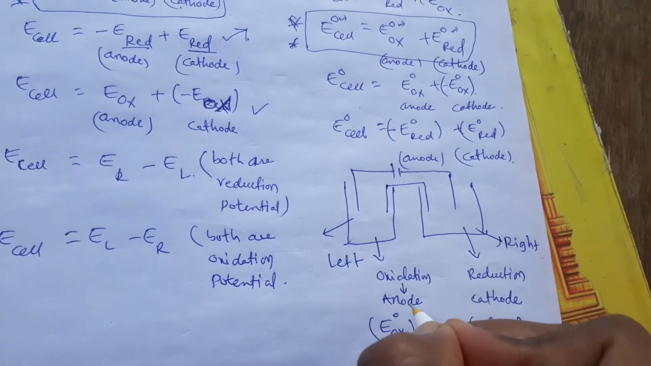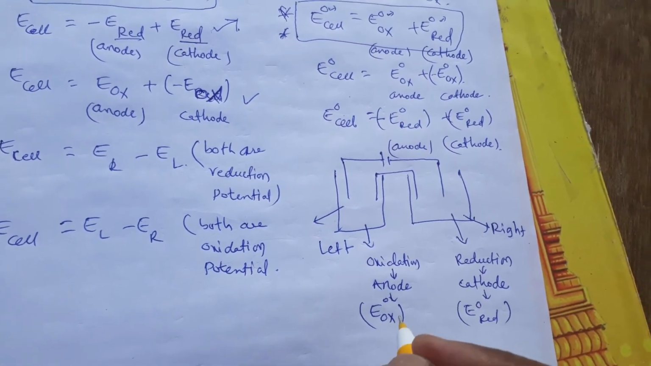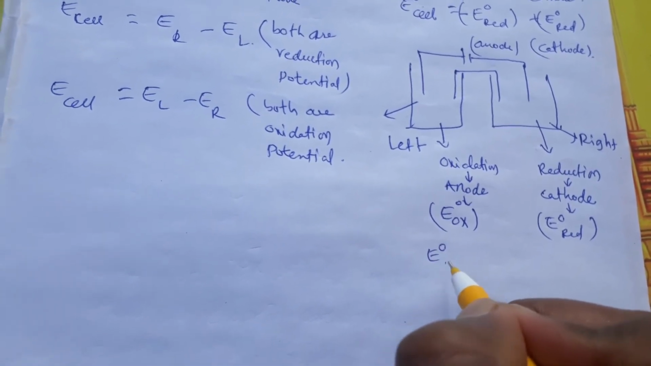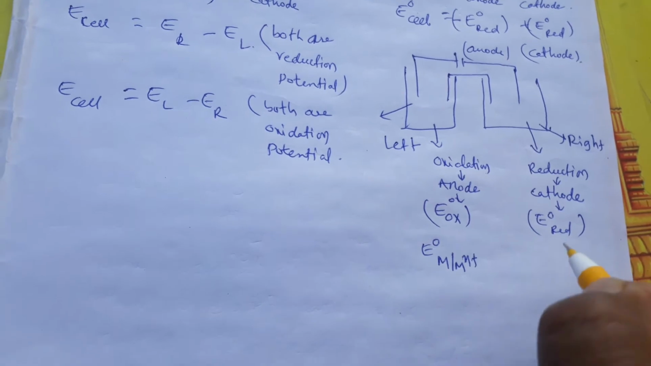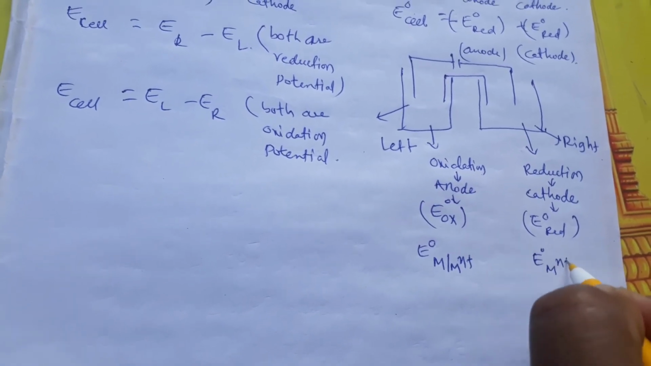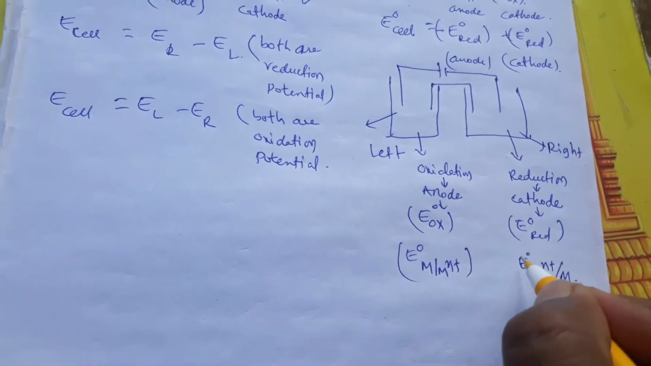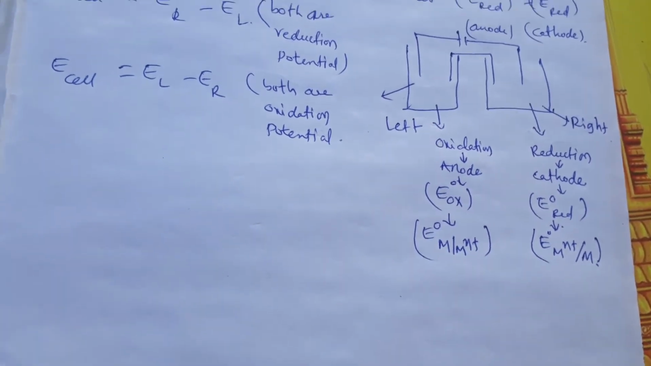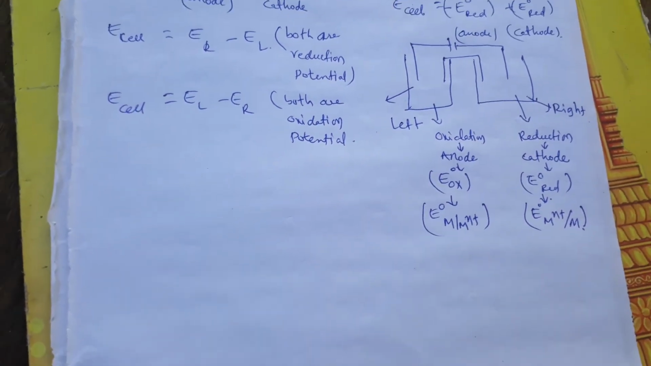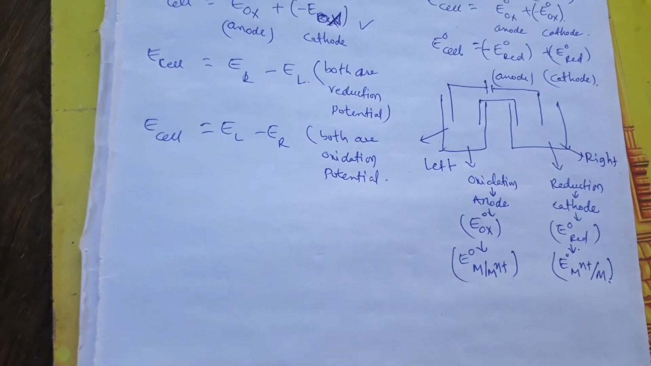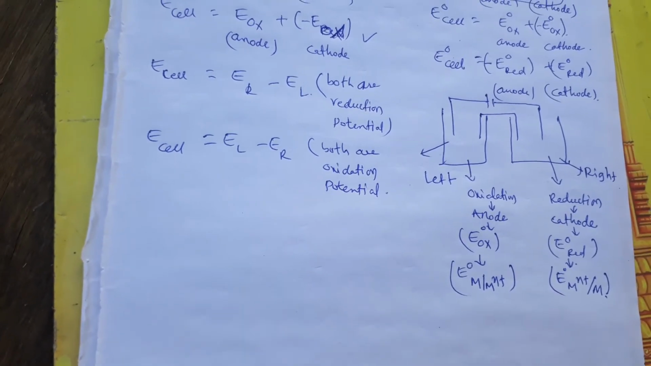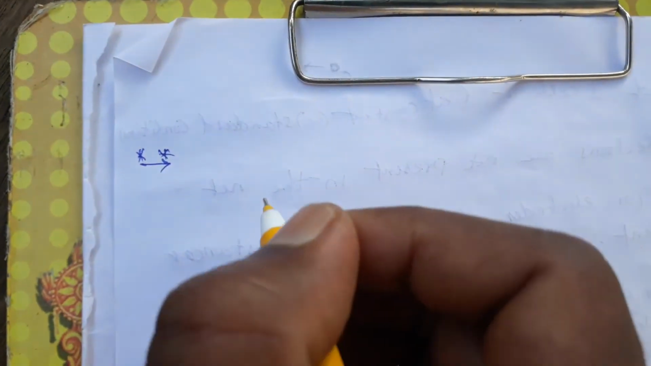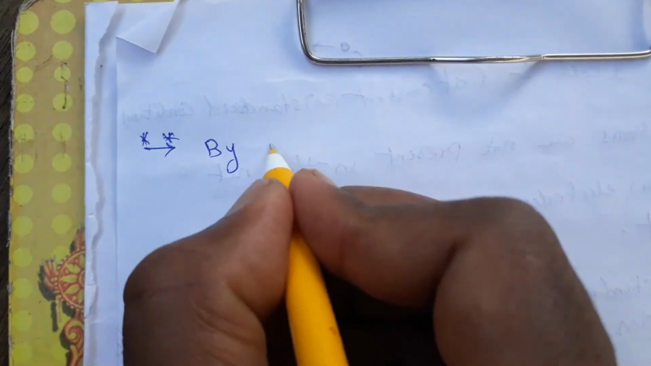So E naught of red. And if you see, simply you can remember oxidation means, what is happening here, the metal is going to be M n plus, and for reduction the metal ions are going to be metals. So this is the representation. This is left and right, you can change according to the given values, whether oxidation or reduction is given. So these are the important points, note that these points are very important in electrochemical cells.